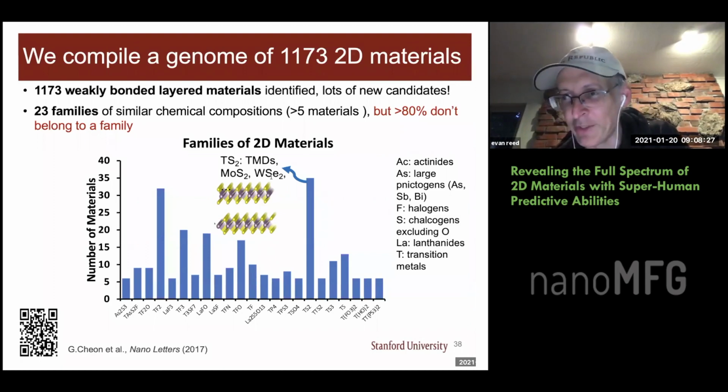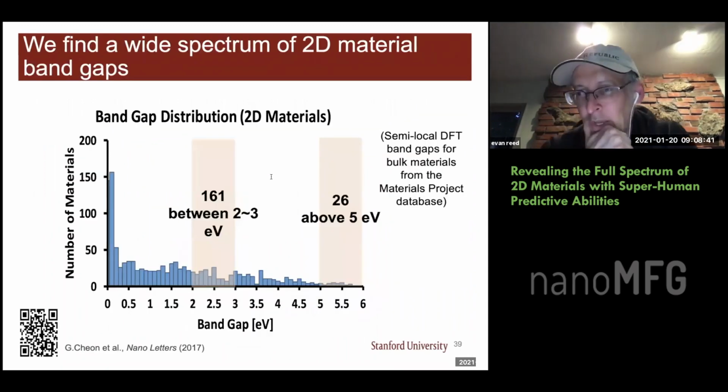We were worried that we were just going to find half of them are TMDs and the other ones we already know. But it turns out there's a lot of oddball types of chemical formulas that show up in this database.